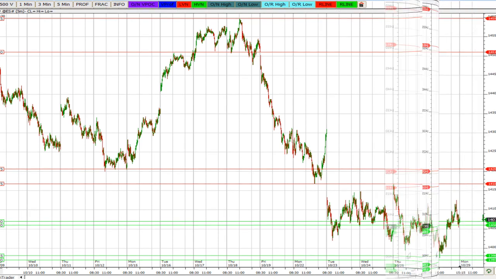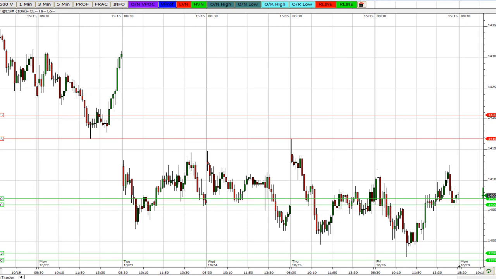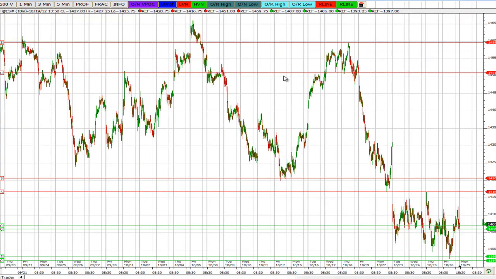Well, let's see. Okay, well, the first thing that jumps out at me is this major gap. Technically speaking, if we just zoom out again here for a sec, before this drop down, we were still within this large balance area. So we hadn't actually broken down. Let me go to a daily chart real quick and show you.